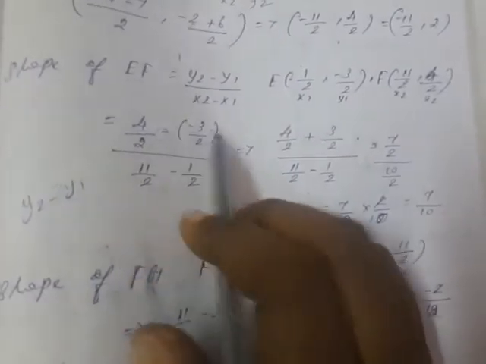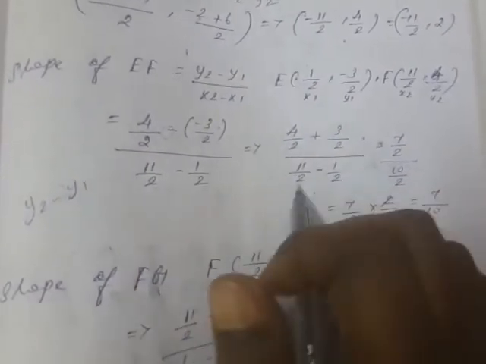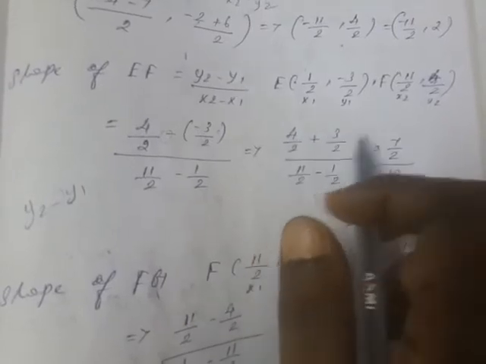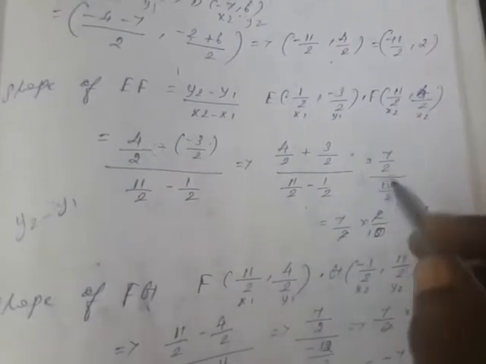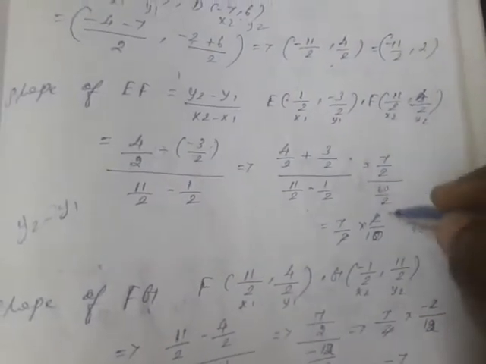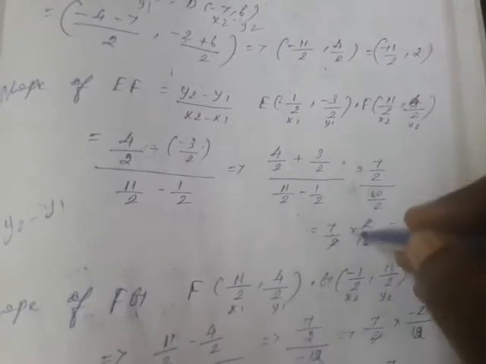4 by 2 minus into minus plus 3 by 2, by 11 by 2 minus 1 by 2. So 7 by 2. 4 plus 3, 7 by 2, by 11 minus 1, 10 by 2. So this one, 7 by 2. This one we have to move up. 10 by 2 changed into 2 by 10. 2 cancel. 7 by 10 is the answer.